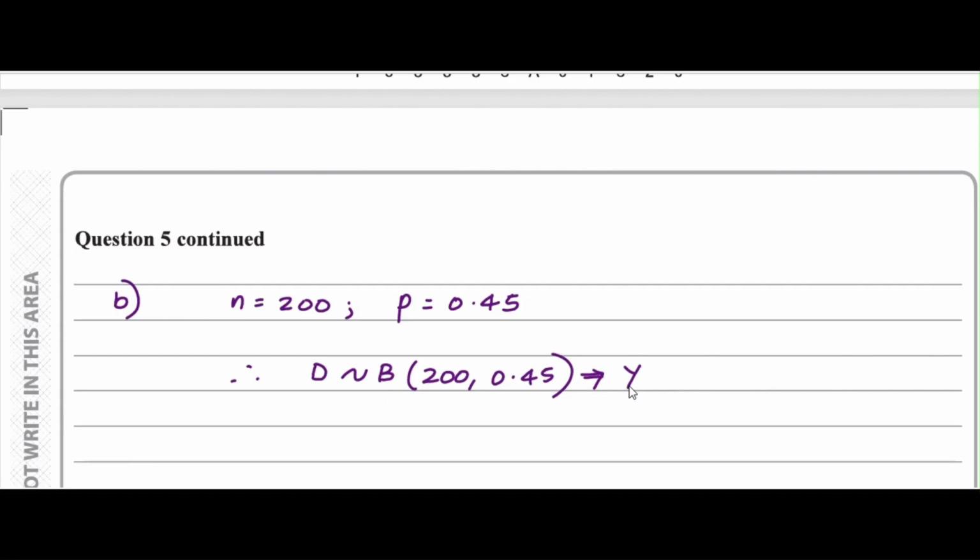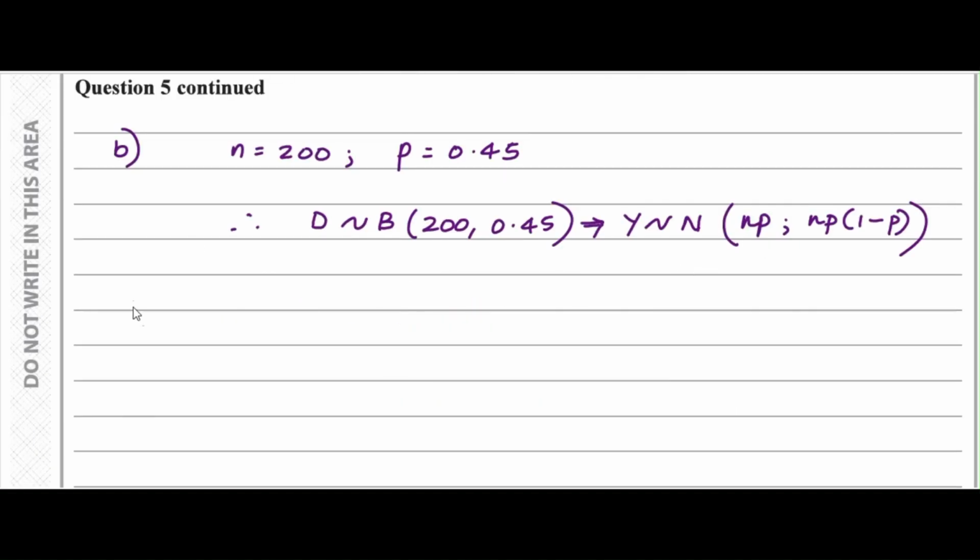So let's now write. B. Okay. n is equal to 200. Probability is equal to 0.45, and therefore D follows a binomial distribution with 200 as n and probability 0.45. We need to approximate this into a normal distribution. Therefore, we should write Y follows a normal distribution, where the mean will be np and the variance will be np times 1 minus p.